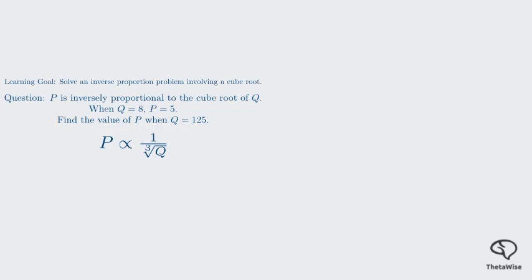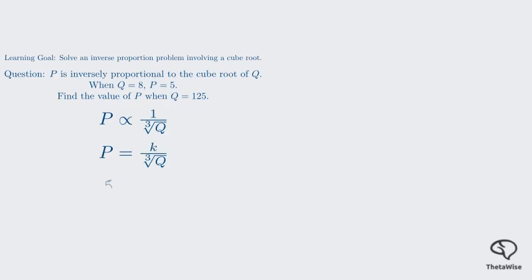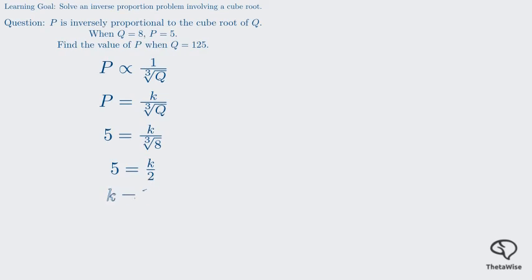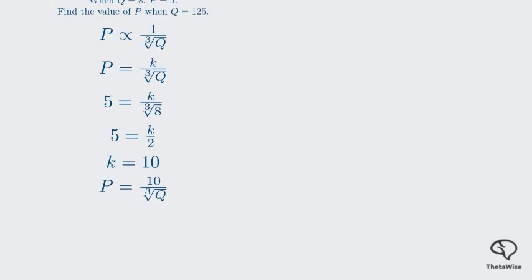First, we write the relationship. Because it is inverse, the cube root of Q goes in the denominator. Next, we introduce the constant K to create our equation. Now we substitute our known values. P is 5 and Q is 8. Since the cube root of 8 is 2, we can simplify this. Multiply both sides by 2 to solve for K. We now have our master formula for this specific problem.